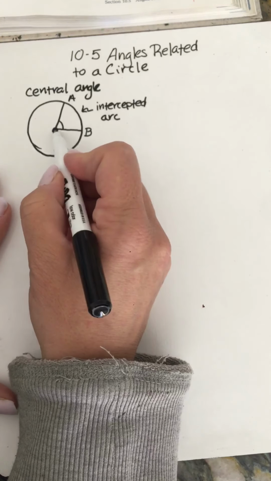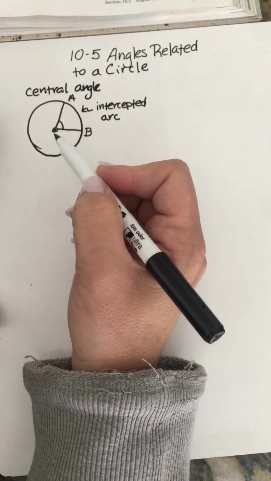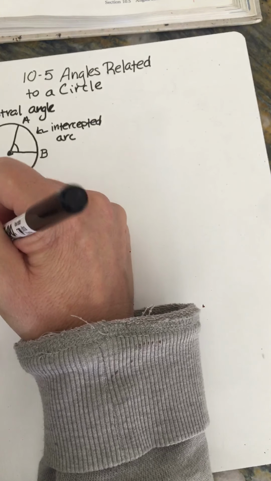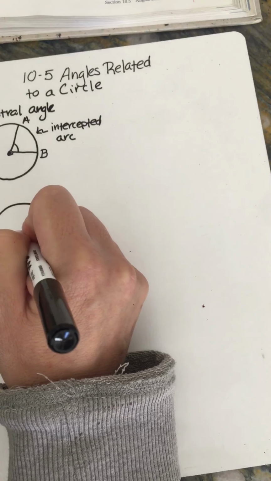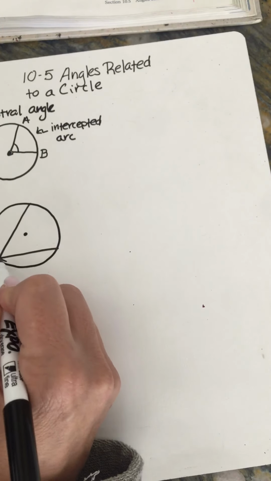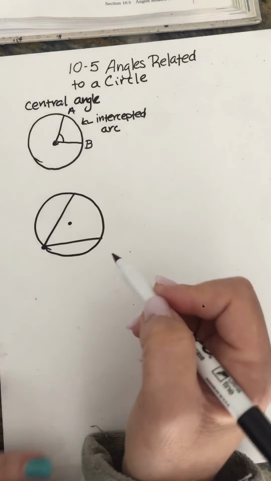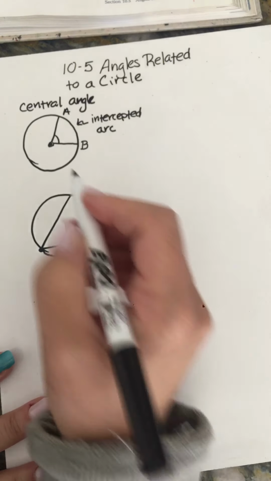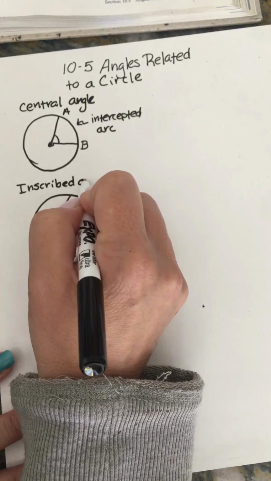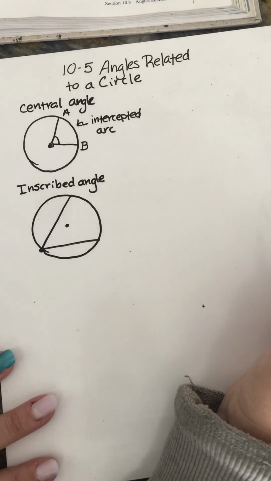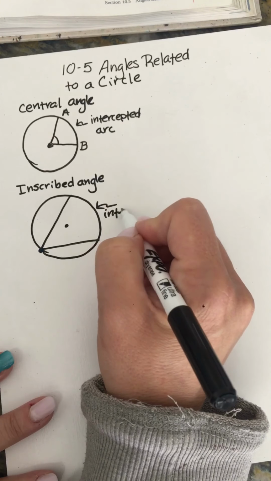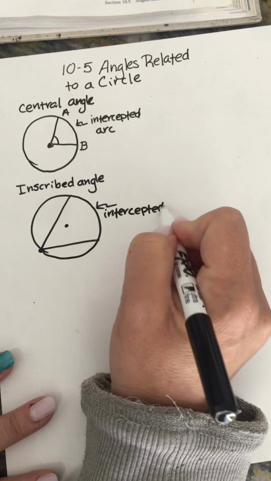Now we're going to put the vertex on the circle. So we are going to do what's called an inscribed angle. So that looks like, let's say our center is here, and so we have two chords, and the vertex is on the circle. So this is what's called an inscribed angle. Inscribed is not a new word, we've used it a lot. And this is still the intercepted arc.